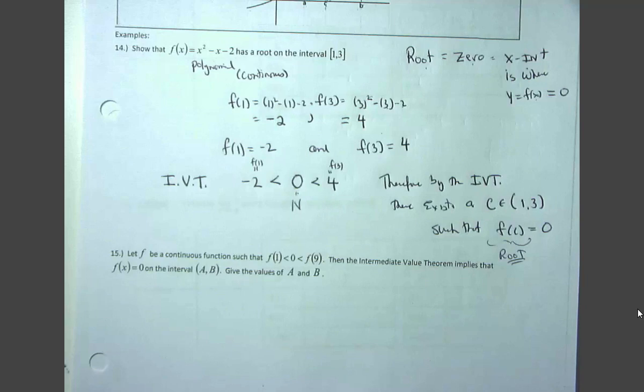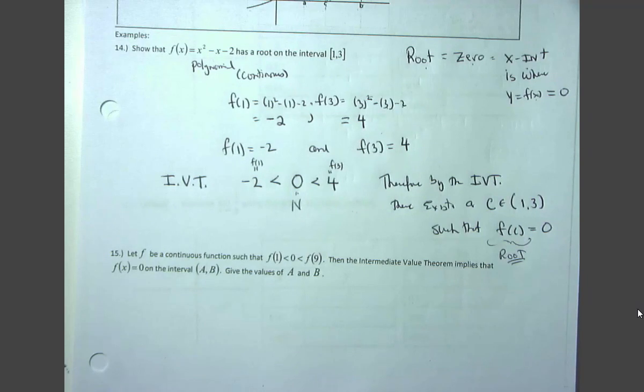That's following the mathematical logic of what the theorem is telling you. If I got a continuous function, and I happen to notice that when I plot one point, it's below the x-axis because the y-coordinate's negative, I plot a different point, and the y-coordinate's positive, and it's a continuous function, it's got to cut across that x-axis somewhere. There's got to be a zero, a root, an x-intercept somewhere.